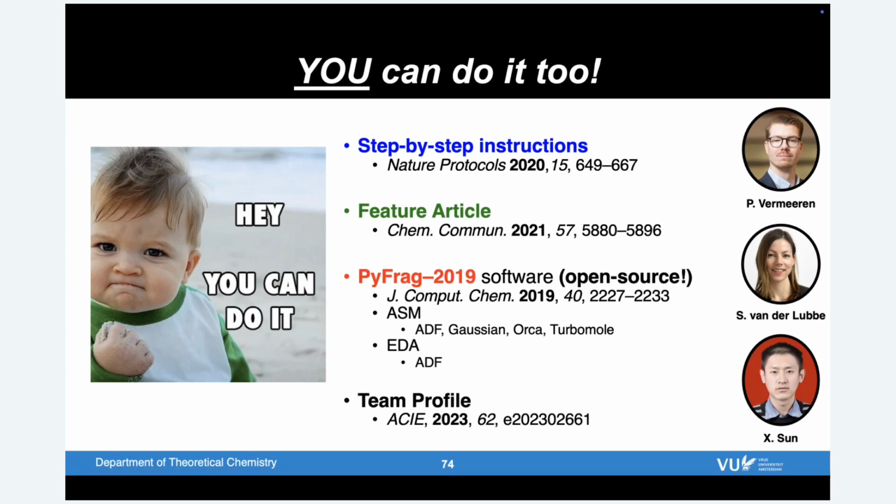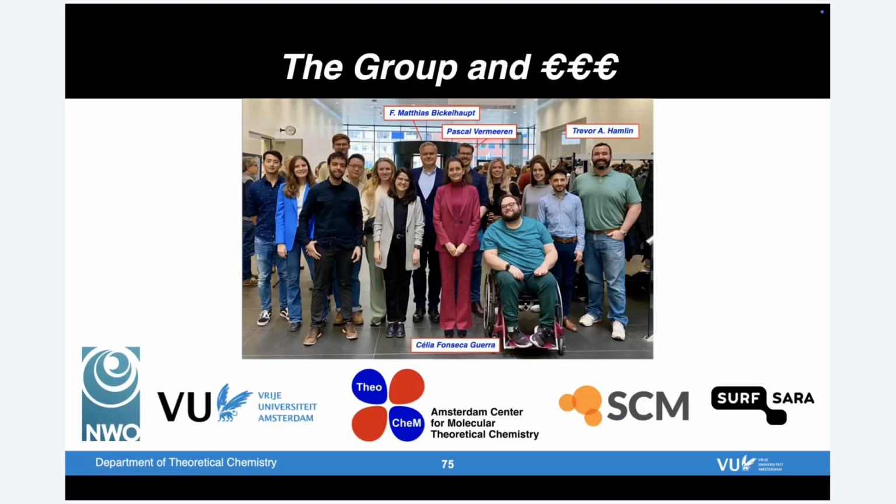The last thing to do is introduce the group and the funding sources. So this is our group. We're a beautiful, diverse group of talented theoretical chemists, led by Matthias Bickelhaupt and Celia here. And Pascal is another PI in the group. That's myself. The money comes from NWO, also the VU. This is our Theochem logo here.